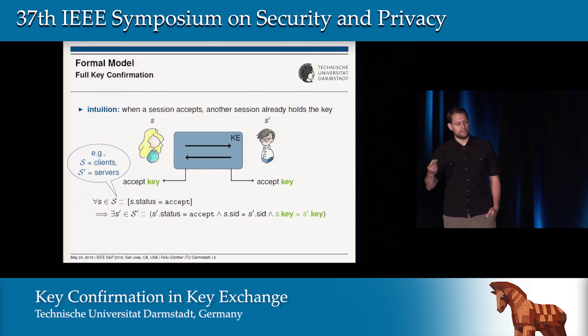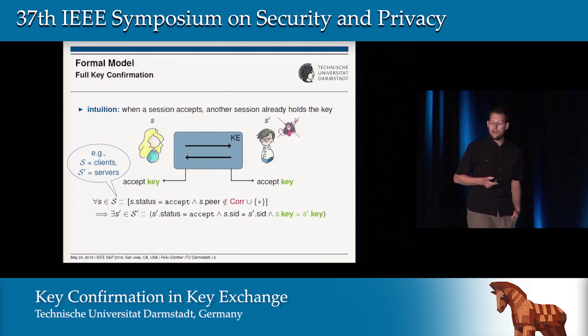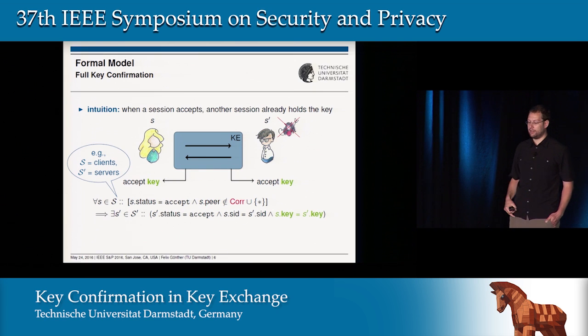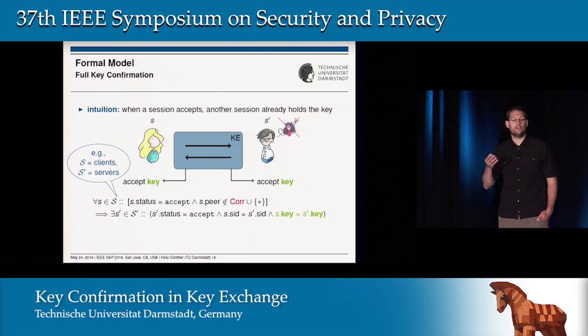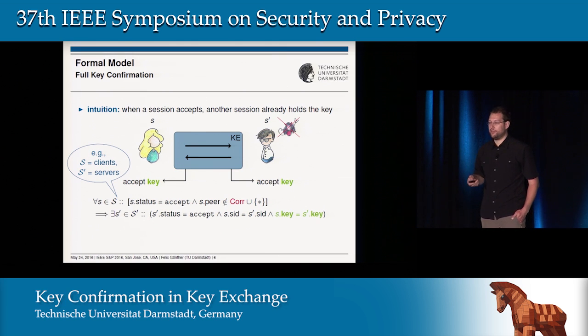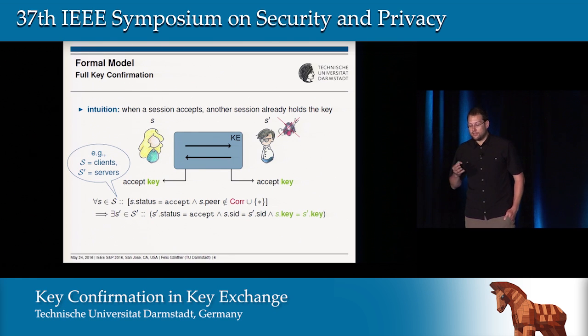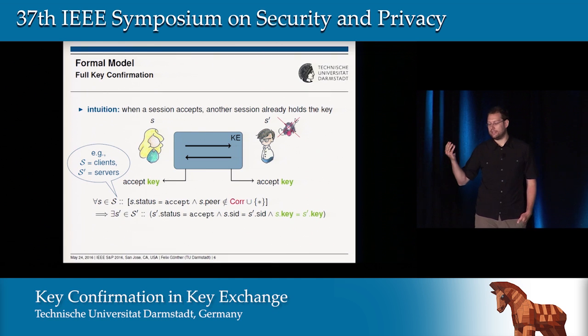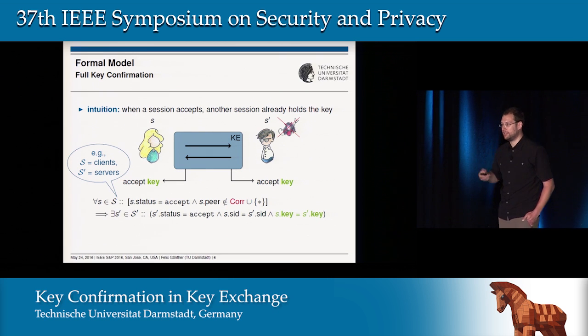There's actually some technical restriction that we need to add here. We can only talk about key confirmation when you're communicating with someone that you know in particular, which is not the adversary, because formally you cannot reason about whether an adversary derives a key or not. So that's now formalizing this intuition that when you accept, there is already someone that accepted with the same key, so you know you're not using the key for nothing.